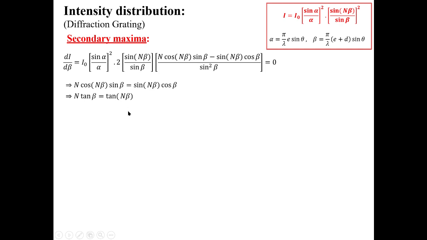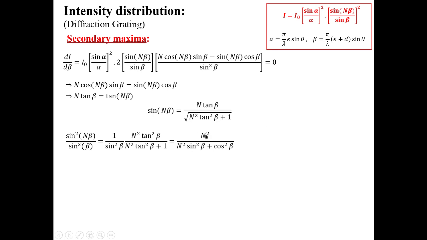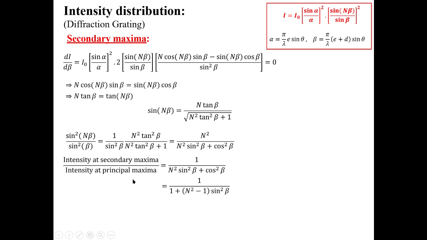If we wish to find the intensity at secondary maxima, we need to have the value of this term. Using this value of tan N beta, we can find the value of sin N beta, and if we put the value of sin N beta in this term, then this term becomes this, and then the ratio of intensity at secondary maxima and intensity at principal maxima will be this. We have already computed the intensity of principal maxima in the last slide, and the secondary maxima intensity can be given by this term multiplied by this term. So this ratio is this thing.